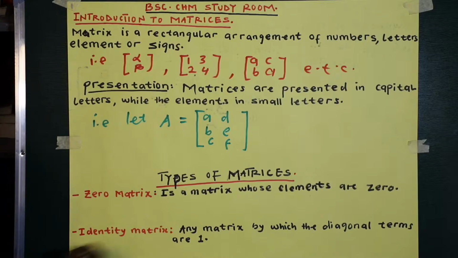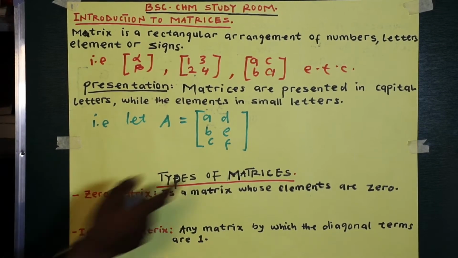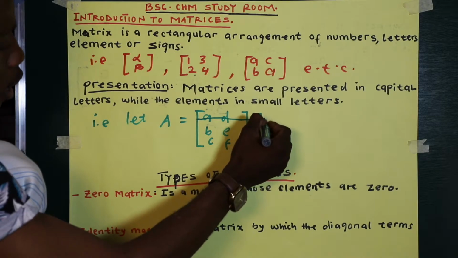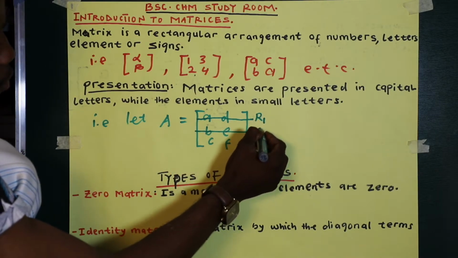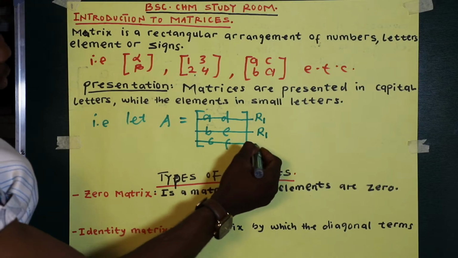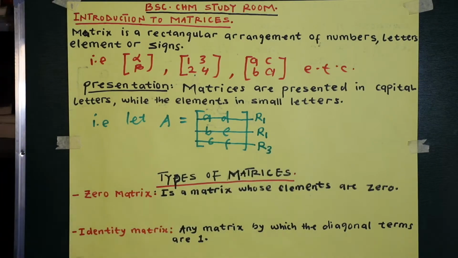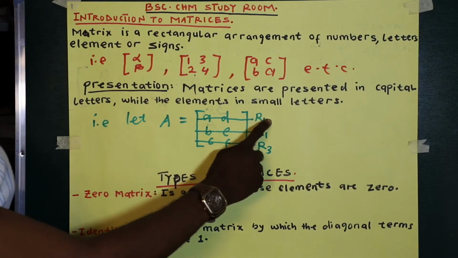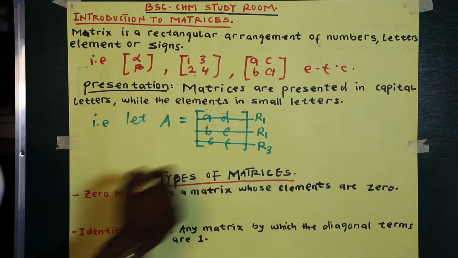So, there is what we call the order of a matrix. The order of a matrix shows us how many rows and how many columns are in the matrix. When we look at a matrix, here are the rows: R1, R2, R3. This shows us that there are 3 rows inside matrix A: row 1, row 2, and row 3.